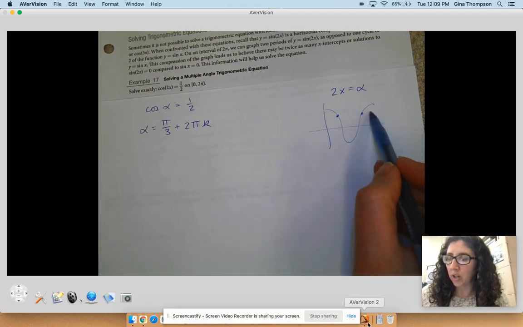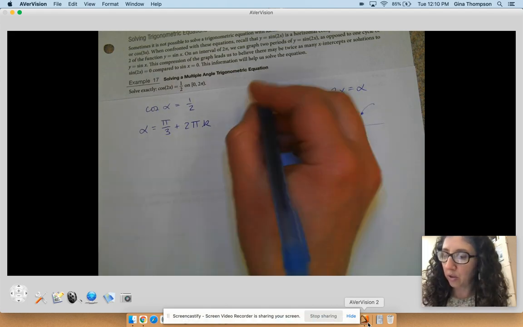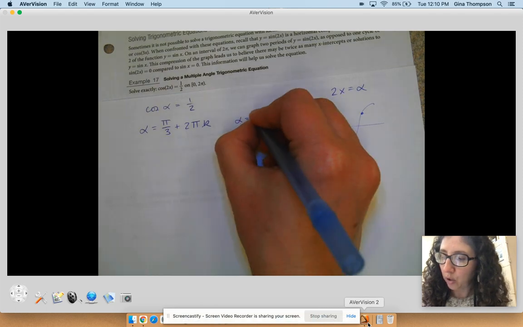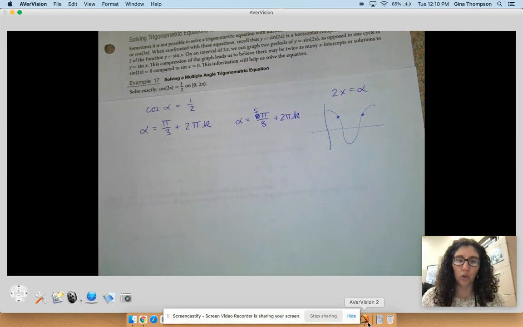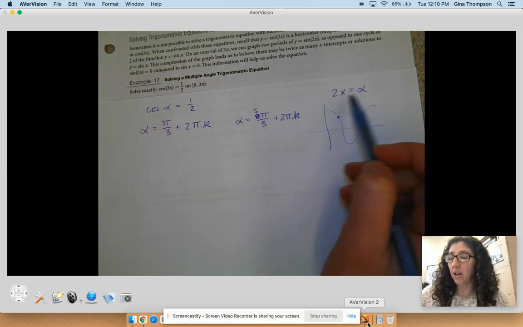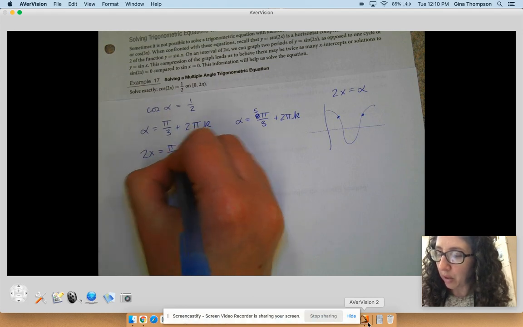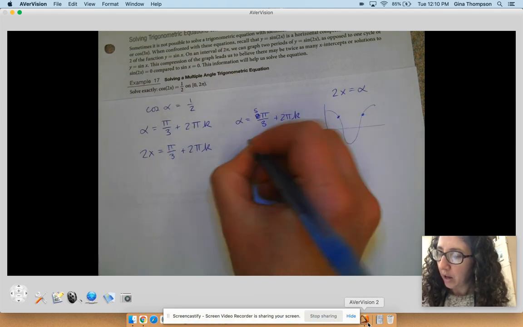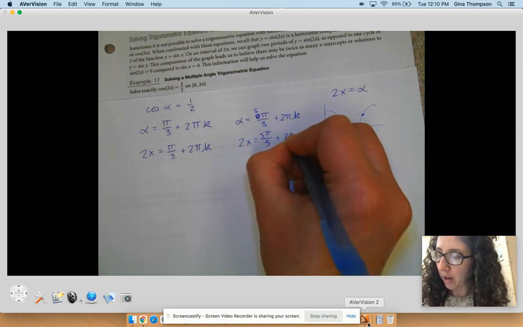What's my second solution here? There's symmetry, so this is going to be 5 pi thirds, right? 2 pi minus pi thirds. So my other one is going to be 5 pi thirds plus 2 pi times k. Those are my two solutions. Now to make things more complicated, instead of alpha, I'm going to have 2x equals pi thirds plus 2 pi times k. And over here, I'm going to have 2x equals 5 pi thirds plus 2 pi times k.